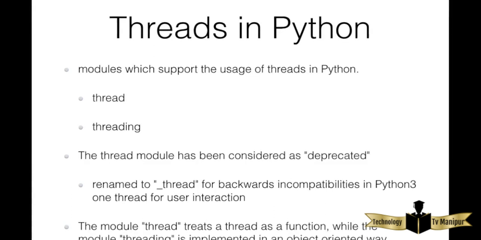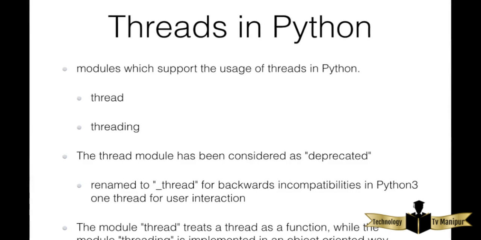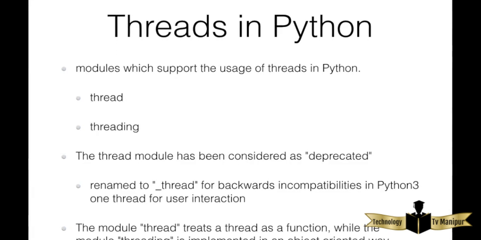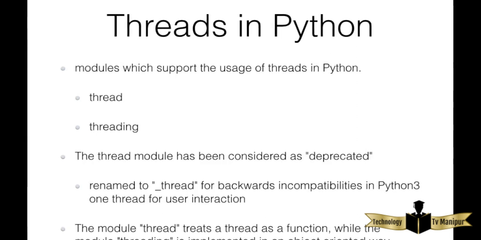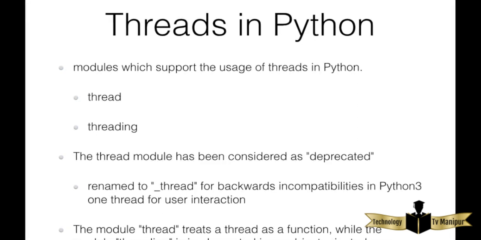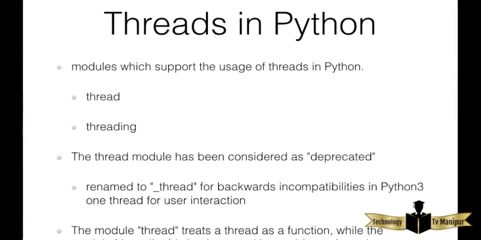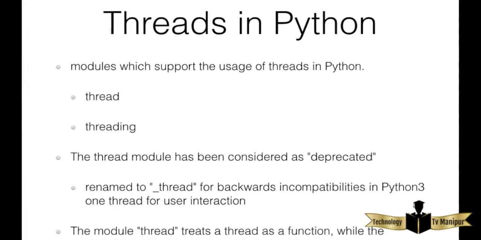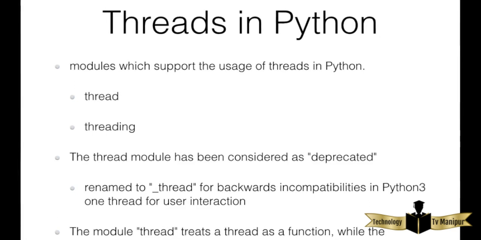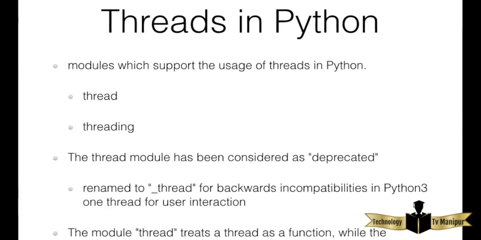If you look at Python 3, the thread module is not directly available, but indirectly you can use _thread to use the thread module. And this has to remain backward compatible with the previous versions of Python. Now the difference between the thread module and the threading module is that the thread module treats the thread as a function, while the threading module is implemented in an object-oriented way.